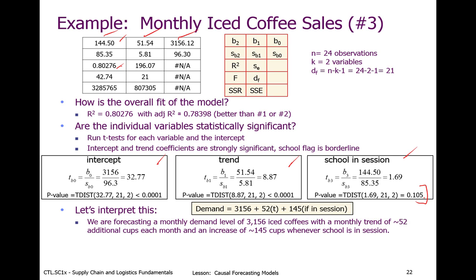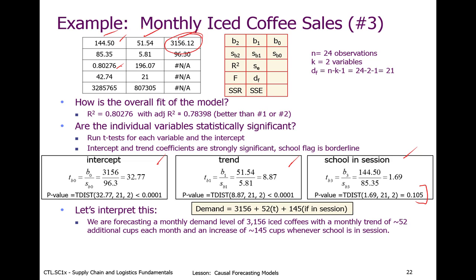And so what this is saying, this model, the regression model, is that we're forecasting a monthly demand of about 3,156 iced coffees a month, right? That's up here, that's that beta knot, with a trend of about 52 additional cups per month.